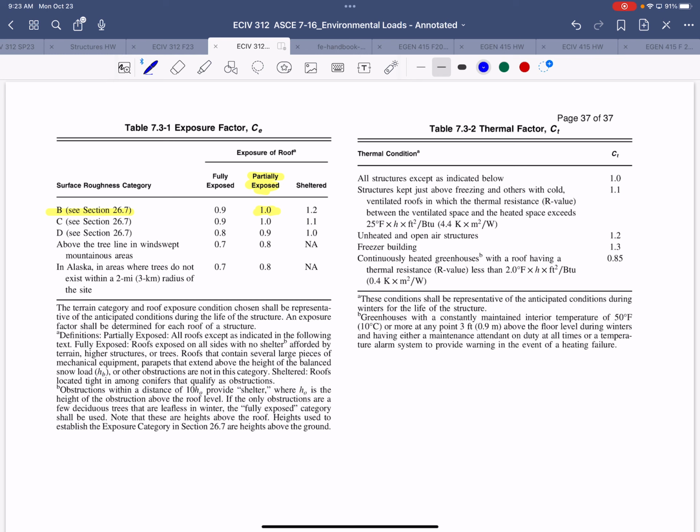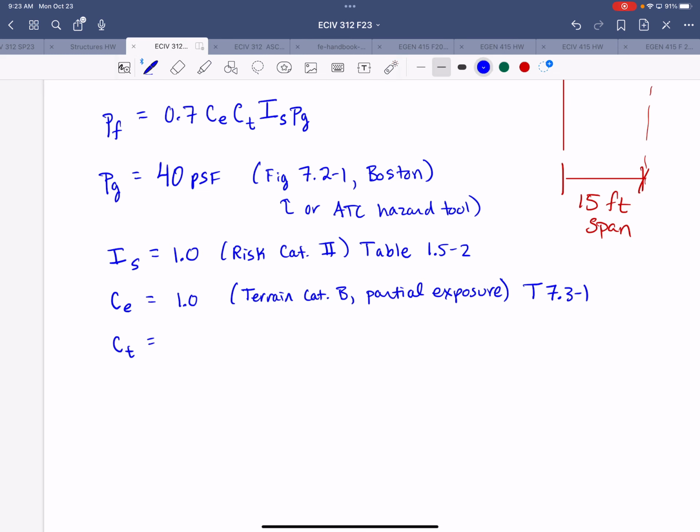1. Yeah, 1. So all structures except as indicated below. That's going to be most buildings. We don't have something kept below freezing, right? It better not be. That's a liability issue for the owner of the apartment, big time. Shouldn't be unheated in open air, right? So none of those things apply. So that's just from table 7.3-2.